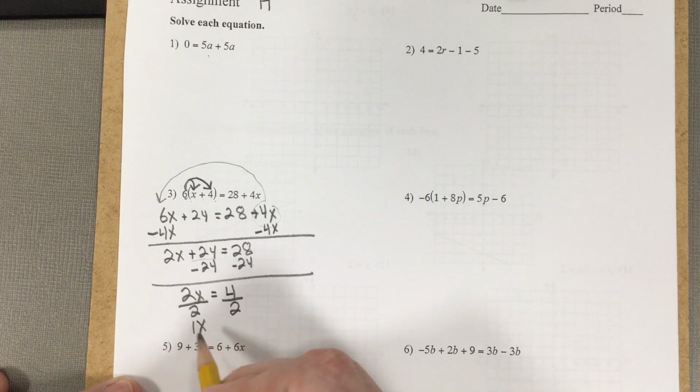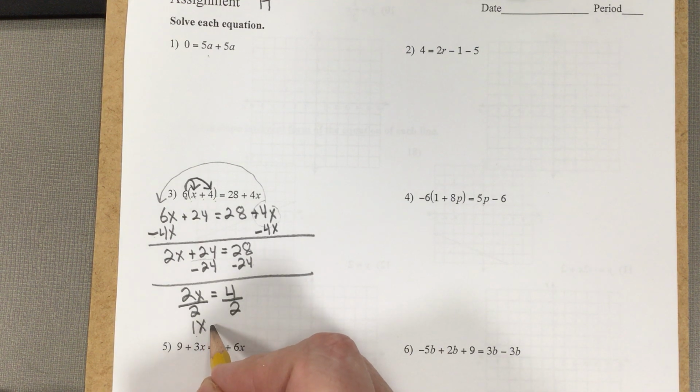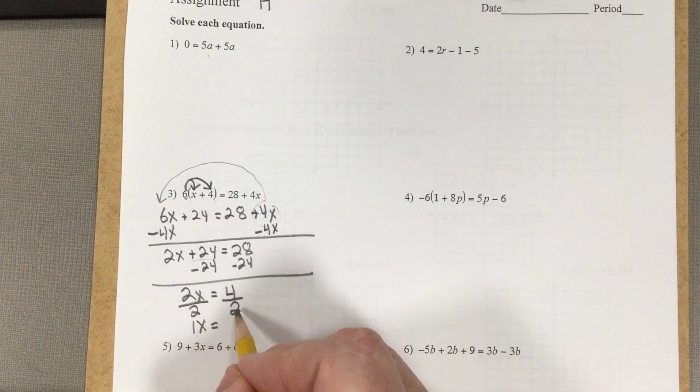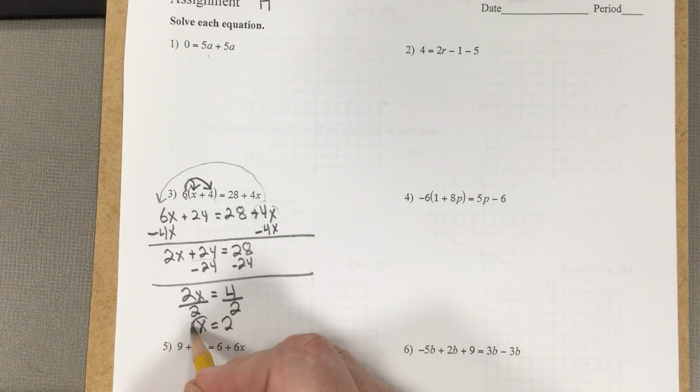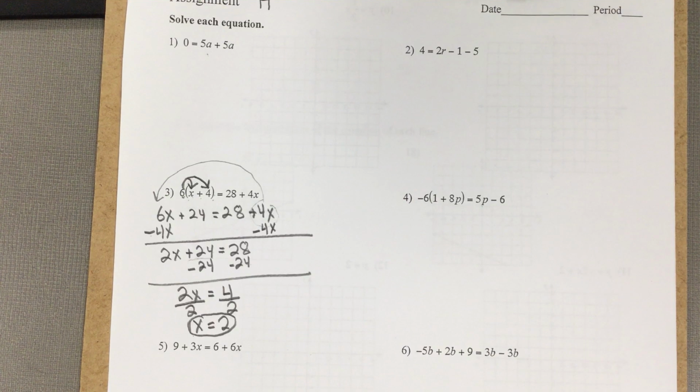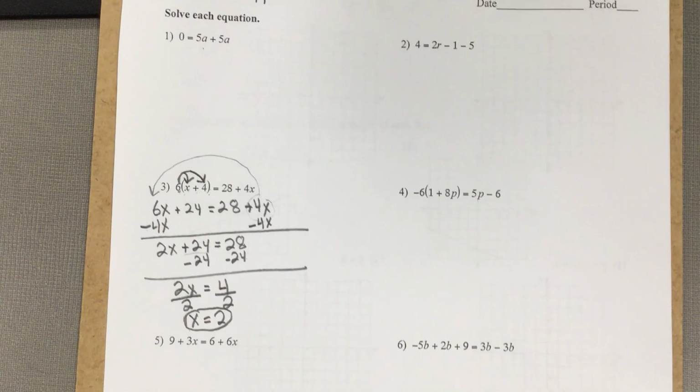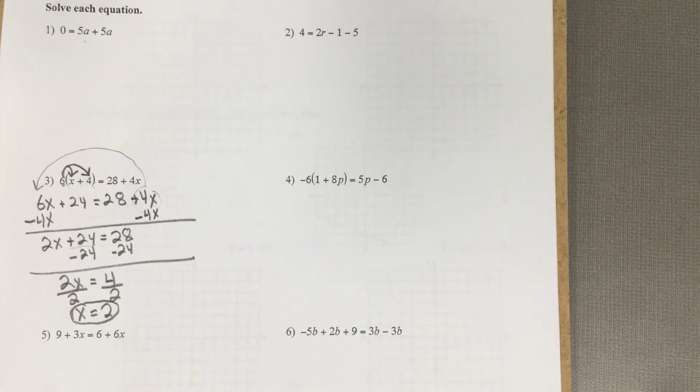Do I have to put the 1 here? You can, but you don't have to, because there's already 1x there. You might say, well, what if it's 0x? Well, then you wouldn't put anything there. It's gone. And then what's 4 divided by 2 is 2. So x equals 2.